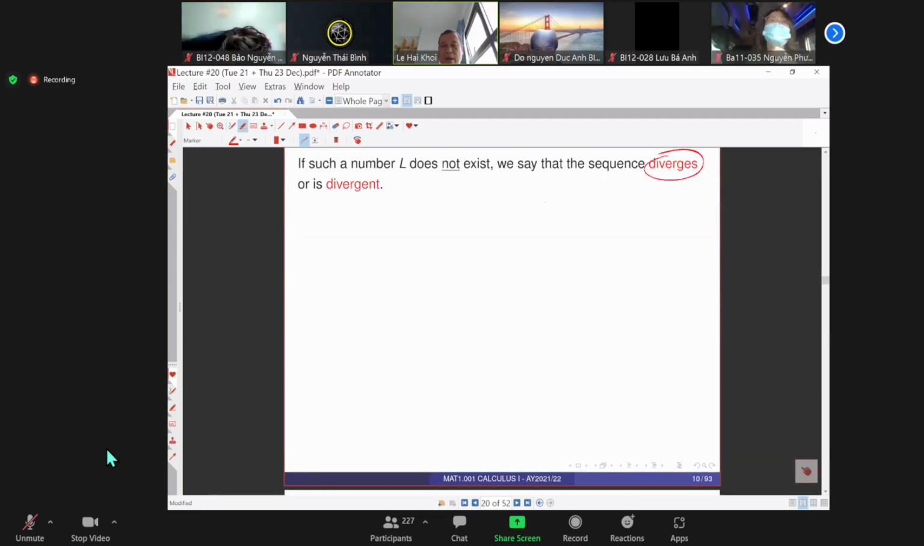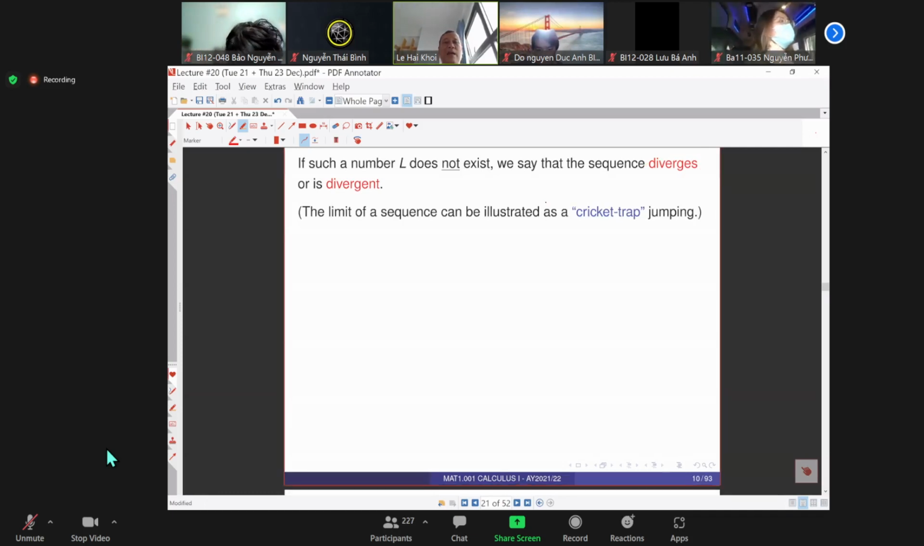Okay? And here you notice the limit of a sequence can be illustrated as a cricket and trap jumping. Có hiểu câu này không? Câu này trong tiếng Việt là gì? Giới hạn của dãy số có thể được illustrated, tức là minh họa bằng cái việc là con châu chấu và cái bẫy nhảy. What does it mean?